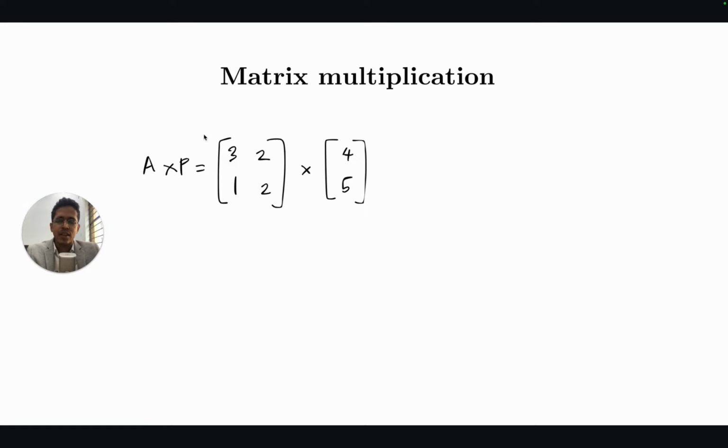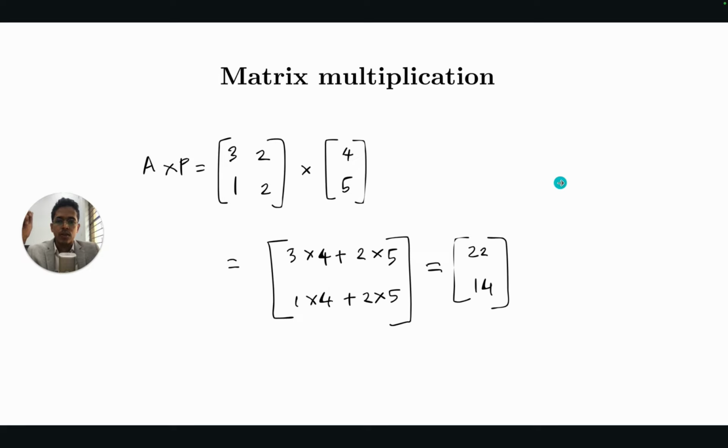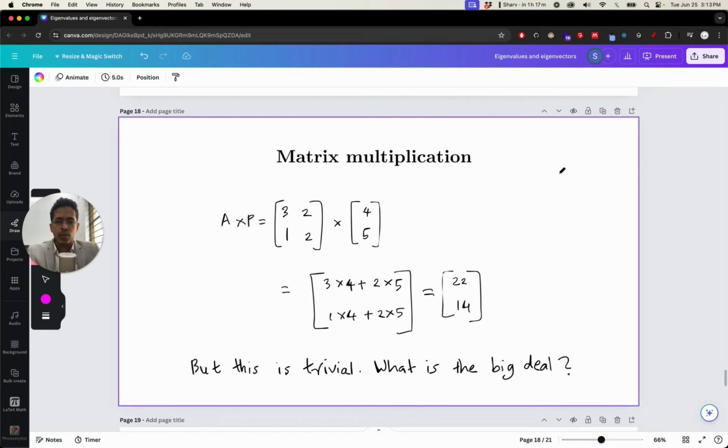You will see that. So let's first calculate A multiplied by B: [3, 2; 1, 2] multiplied by [4, 5]. So you know how to calculate this. 3 times 4 plus 2 times 5, that will be the first element, the top element. The second element would be 1 times 4 plus 2 times 5. So that's what is shown here.